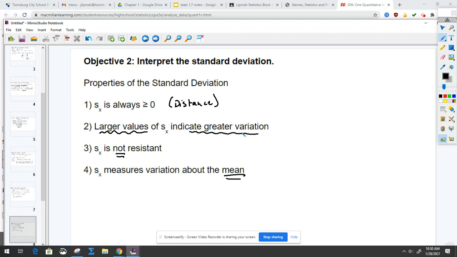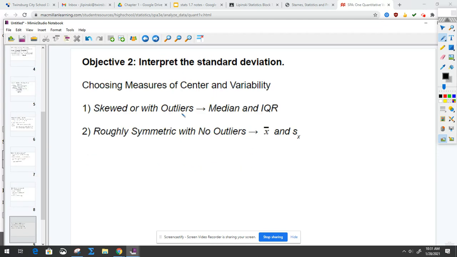So the next thing that we're going to look at is, how do we choose the measures of center and variability? So when do I want to use IQR? When do I want to use the standard deviation? If it's skewed or with outliers, we want to use the median and IQR. If there's data that's way out there, or not resistant, then we want to use the median and the IQR.